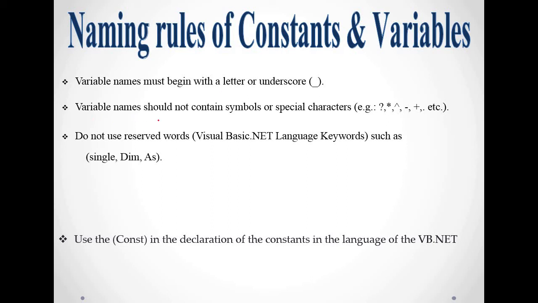The variable names shouldn't contain symbols like star or plus or question mark. These special characters shouldn't be contained in our variable names. Also, don't use reserved words of the Visual Basic .NET language, keywords such as Single, Dim, As, because they are already used inside the coding, so they shouldn't be contained inside the variable names. To avoid repetition, it is not correct to use them.